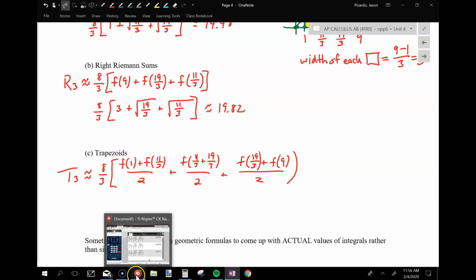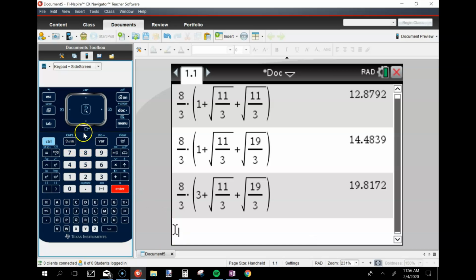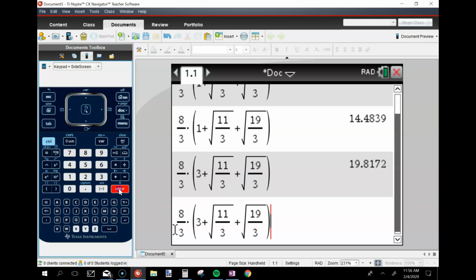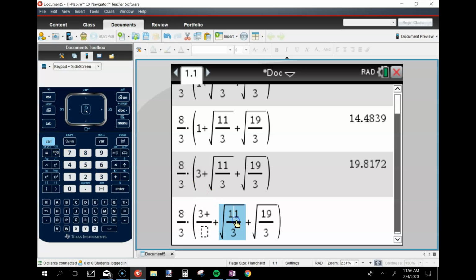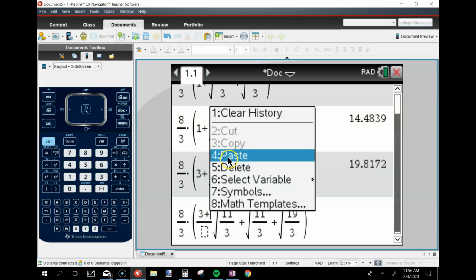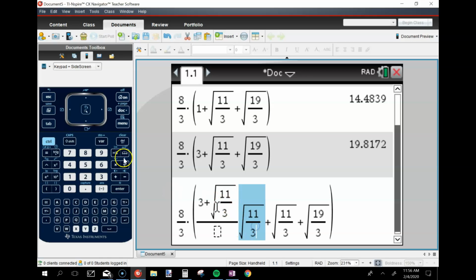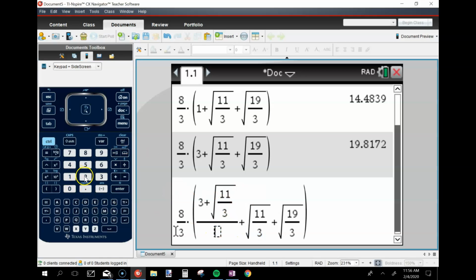Oh, what a hassle. I wonder if I could do this like this. Oh, maybe I can. All right, so 3 plus this. Ugh. There we go. That works for the first one, right?